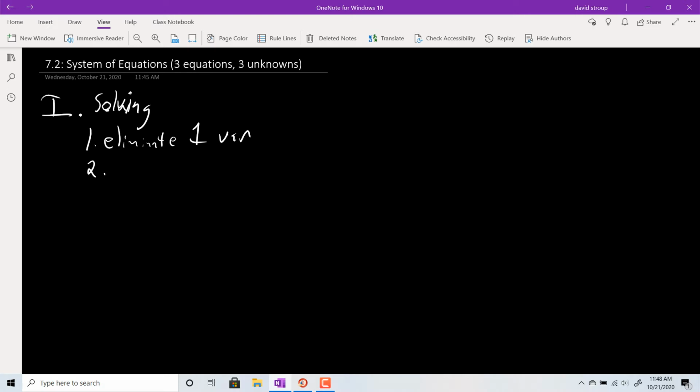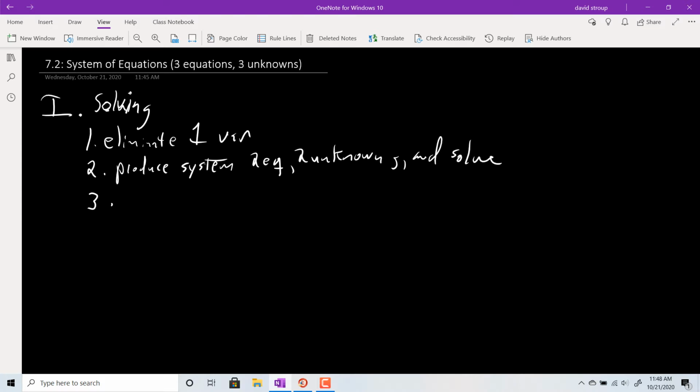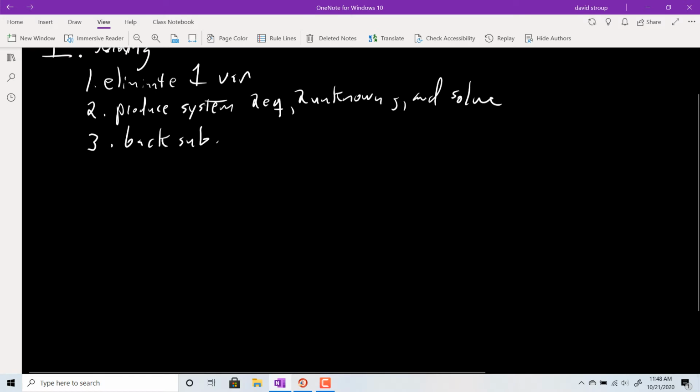That will produce a system of two equations, two unknowns. Then you, of course, solve it. And then the rest is just back subbing. Okay, so what does that mean? Let's take a look.